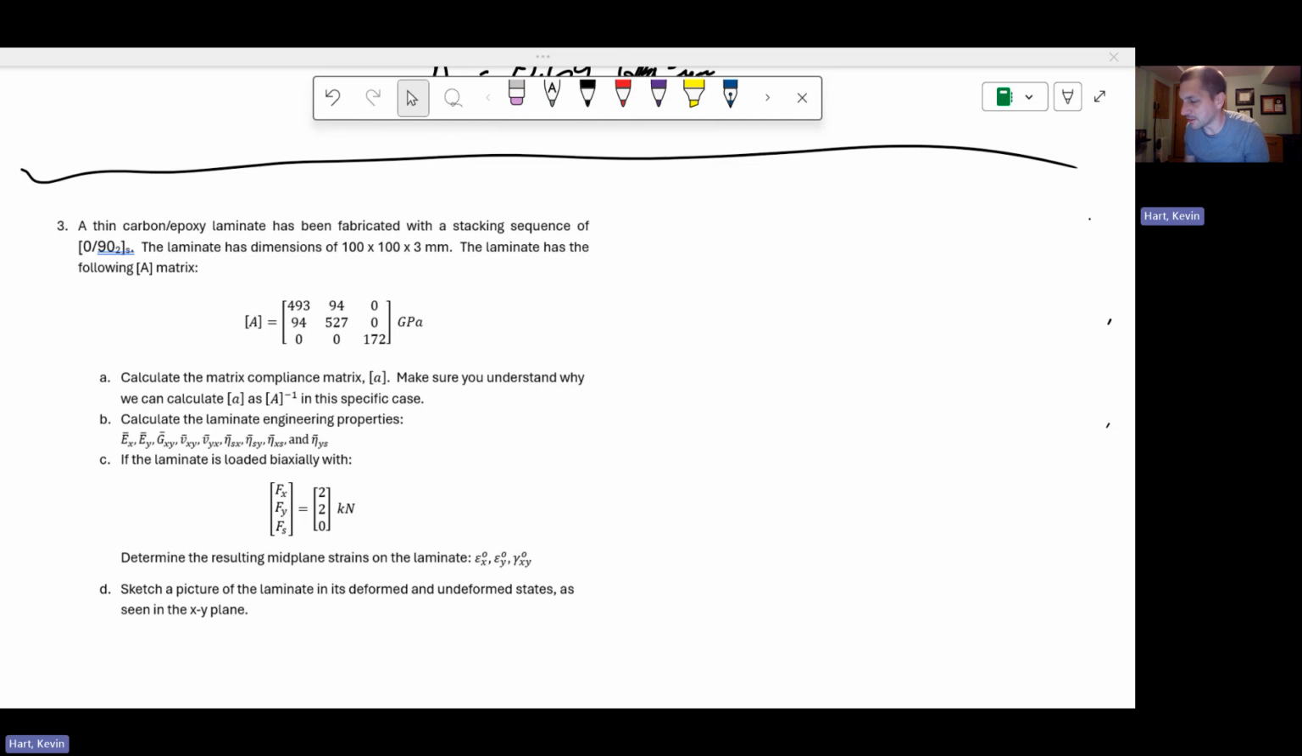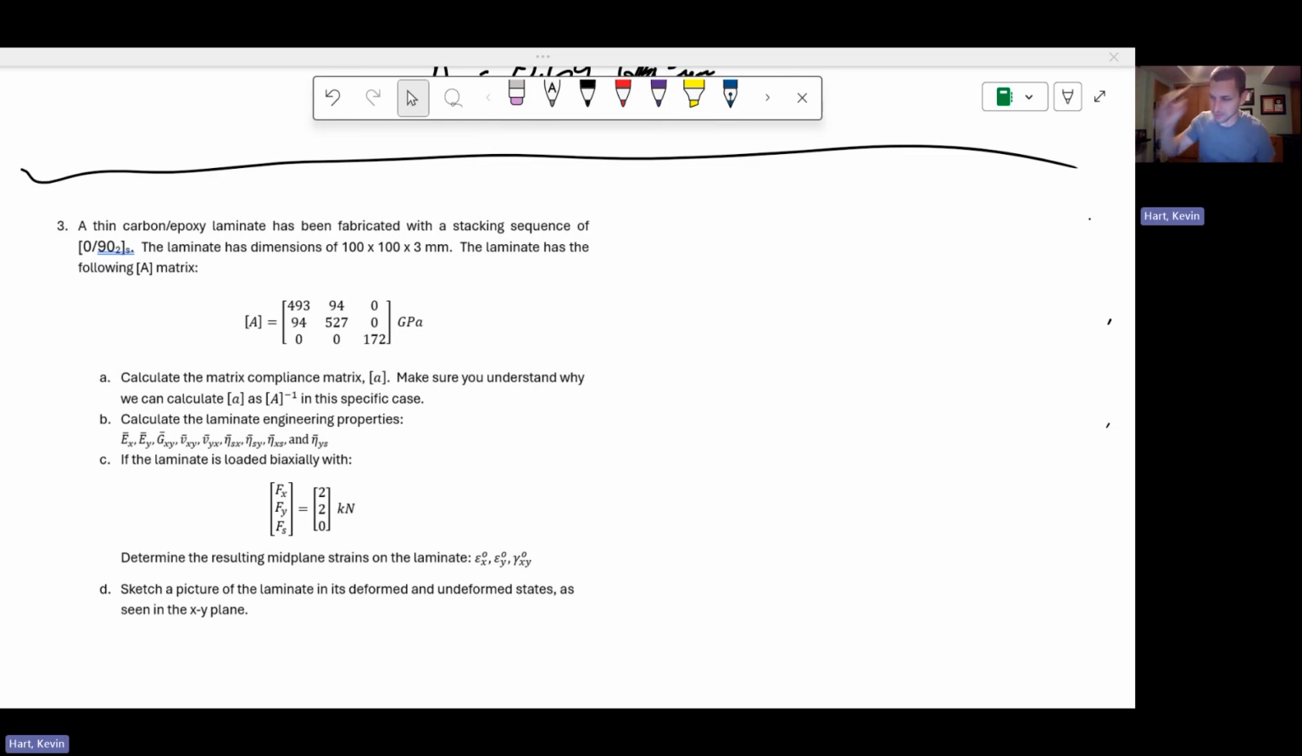Calculate the compliance matrix, little a. Make sure you understand why you can calculate the little a matrix as A inverse in this specific case. Calculate the laminate engineering properties, and then calculate the strain if it's loaded with a certain load.